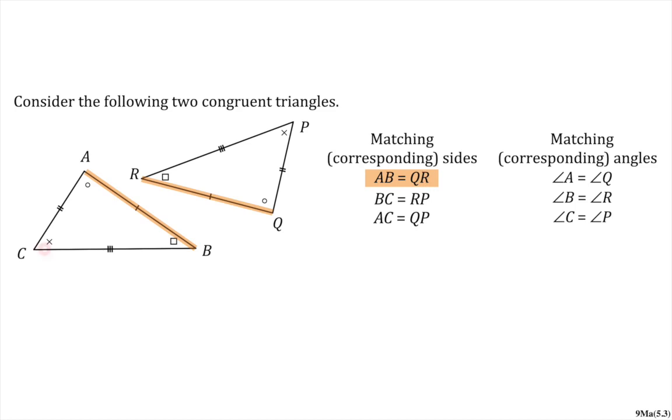Well, let's look at the side lengths here with the 2 dashes. Or actually, we'll do the 3 dashes first. Let's look at the side lengths with the 3 dashes. I've got B to C and R to P. Let's go B to C. B starts next to the little square. R to P, R starts next to the little square. Good, B to C and R to P. They are matching or corresponding sides.